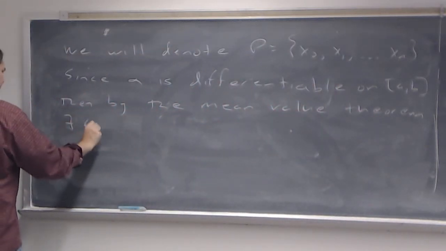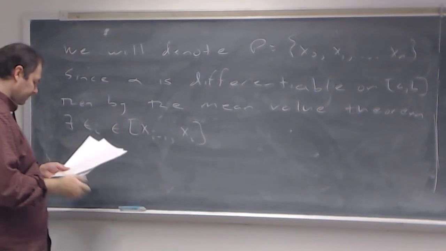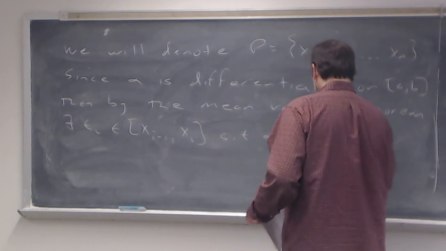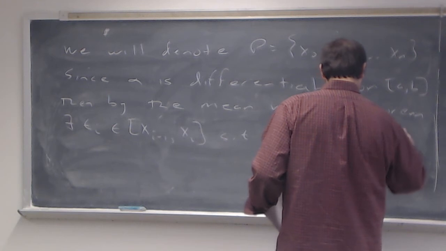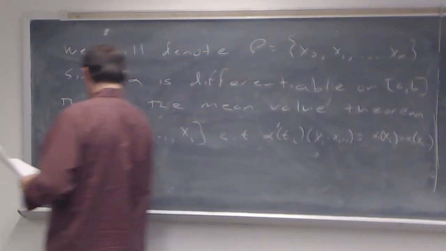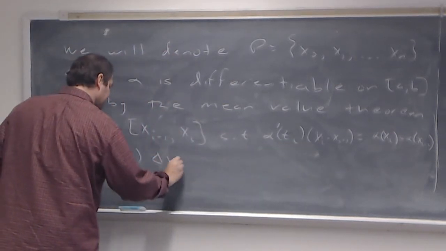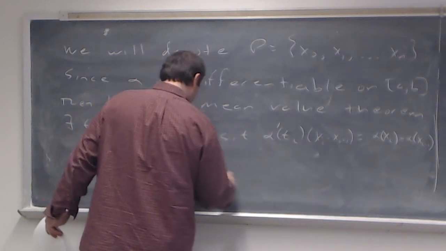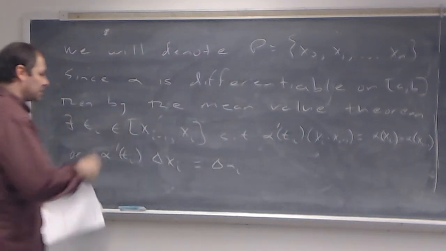there exist, let's say, t sub i's that are elements from x sub i minus 1 up to x sub i for this partition, such that alpha prime acting on t sub i times x sub i minus x sub i minus 1 will be equal to alpha of x sub i minus alpha of x sub i minus 1. Or, what this says is that alpha prime of t sub i's times this quantity right here, the delta x sub i's that would be appearing in Riemann sums, would be equal to, here, the Riemann-Stieltjes sums delta alpha sub i's. That's what these are for this particular partition. Okay.